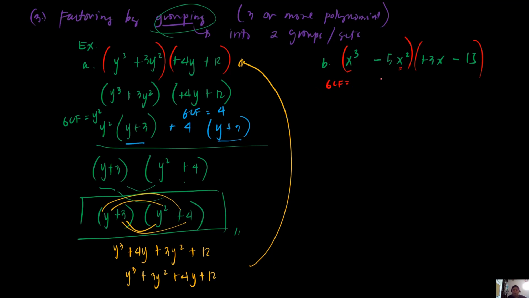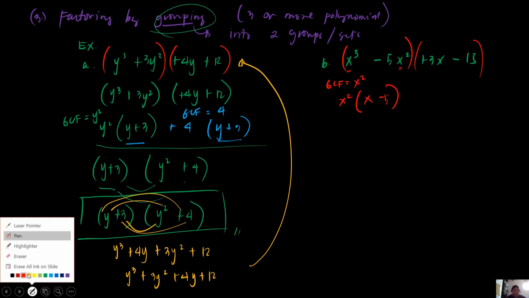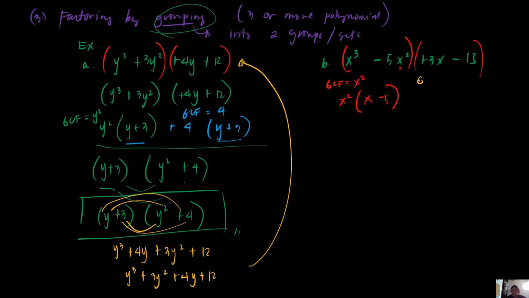What is the greatest common factor of the first group? We have x squared. Okay? Then, ilabas si x squared. We will have x minus 5. Distribute nyo, babalik kayo dun sa original. Okay, next. The GCF of the second group, we have 3. Okay, so plus 3, we have x minus 5.